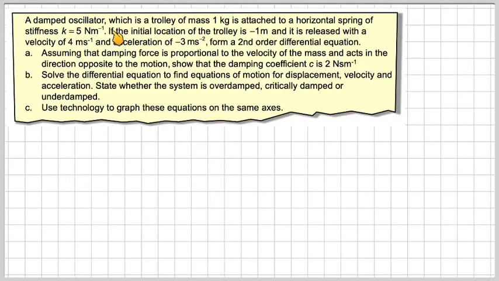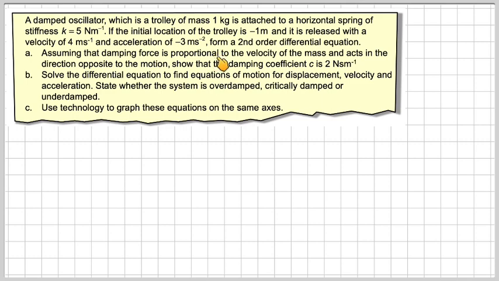A damped oscillator, which is a trolley of mass 1 kilogram, is attached to a horizontal spring of stiffness k equal to 5 newtons per meter. If the initial location of the trolley is -1 meter and it is released with a velocity of 4 meters per second and acceleration of -3 meters per second squared, form a second-order differential equation.